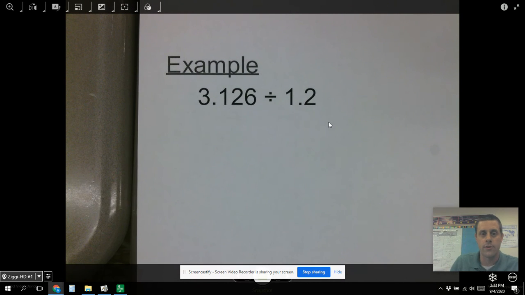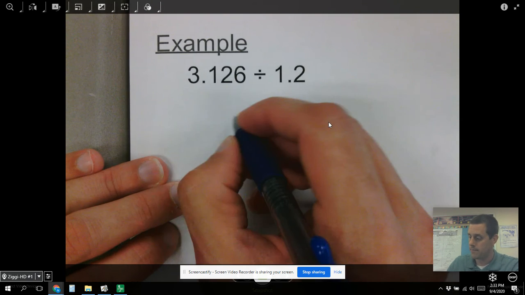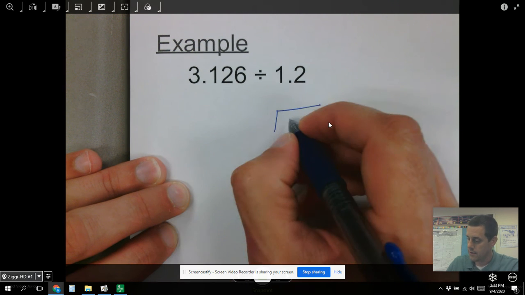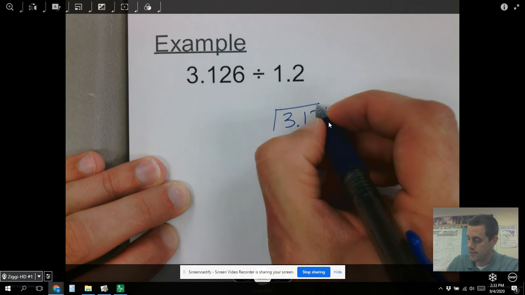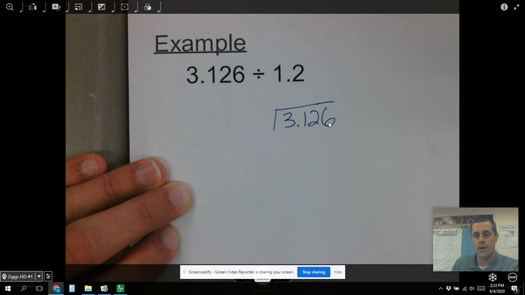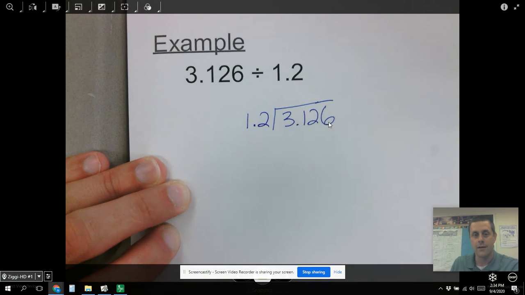Let's do one more example together. 3.126 divided by 1.2. Again, our first step is to set this up as a long division problem. 3.126 is our dividend. It's the first value in the division problem. It goes inside the long division bar. 1.2, the divisor, will go outside.